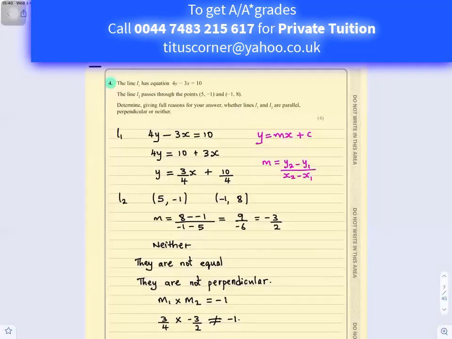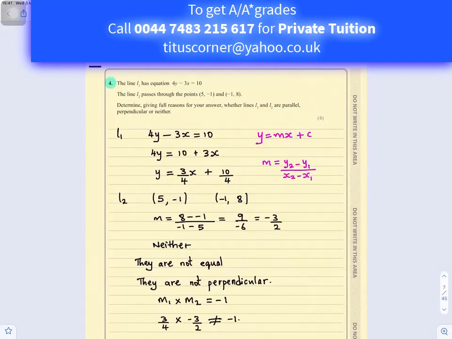Question number 4. The line L1 has equation 4y minus 3x equals 10. The line L2 passes through the points 5, minus 1 and minus 1, 8. Determine, giving full reasons for your answer, whether lines L1 and L2 are parallel, perpendicular, or neither. Parallel means they have the same gradient and they never meet. So these two lines are parallel if the gradient is the same, m1 equals m2. Perpendicular, they meet at 90 degrees, so the gradient m1 times the gradient m2 equals minus 1.